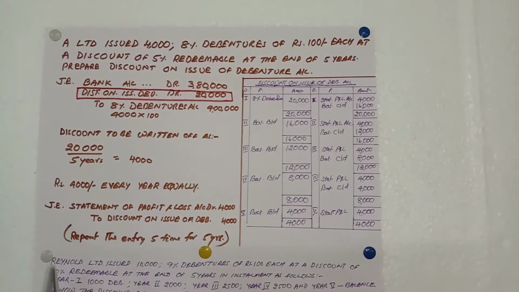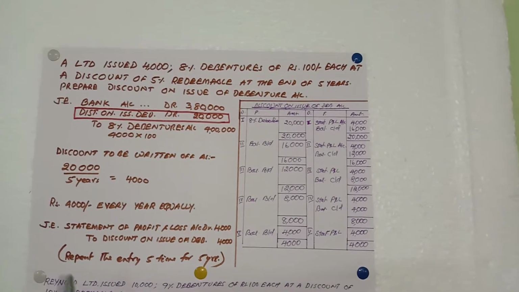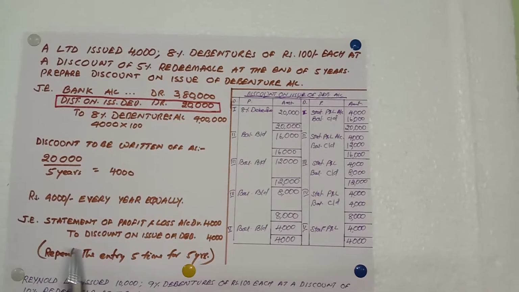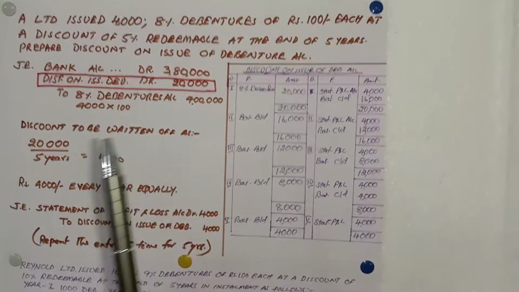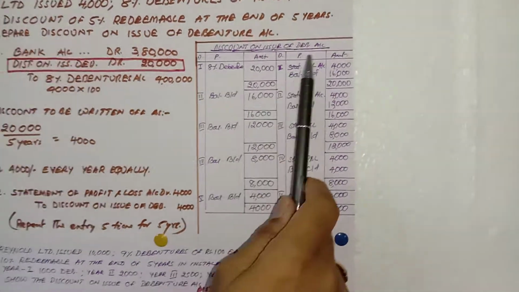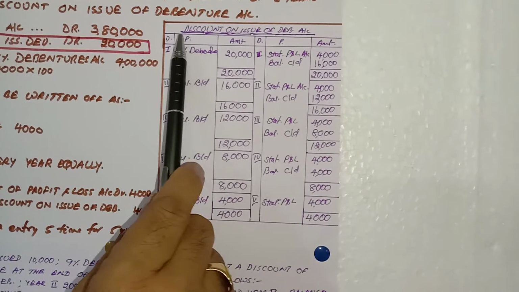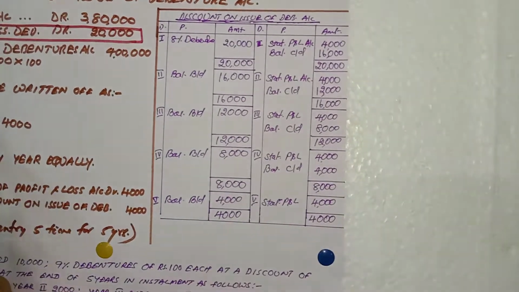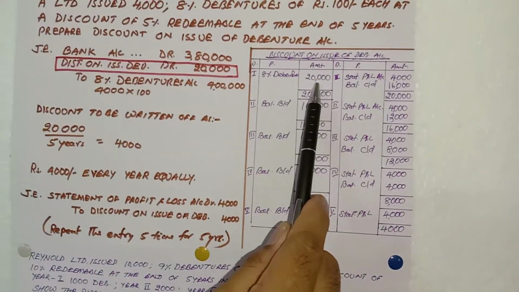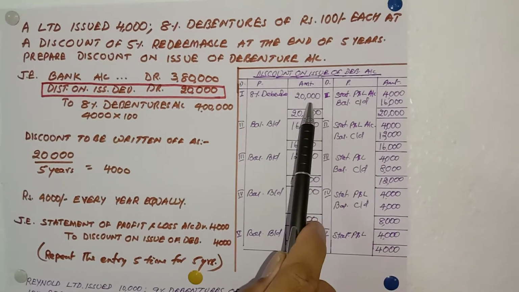In the examination they may ask you to make one account for discount on issue of debentures or loss on issue of debenture. The account is the same but the name may be different. This I made as discount on issue of debenture. Now you can make a small ledger. I am posting this journal entry. What account do I have? Discount on issue of debenture. From the journal entry, it is debited. So I have taken the debit side, that is the 8% debentures account.